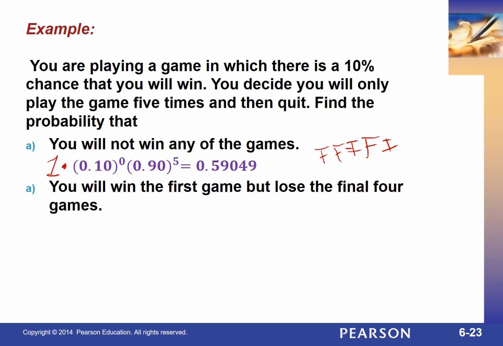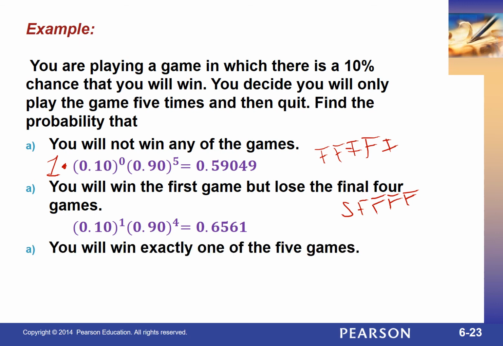Okay. So this looks like success and then 4 failures. I'm hoping you notice that these first 2 examples don't really look like a binomial. You could use the binomial to do them though. So 1 success, 4 failures, nothing new yet. Here's where you want to use the binomial. You'll win exactly 1 of the 5 games. So 1 out of 5.